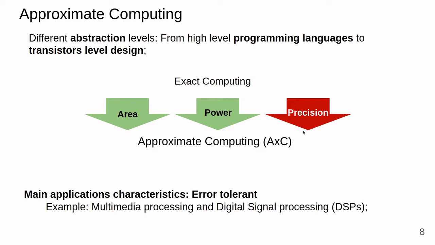One approach that can be used from programming language to transistor level design is approximate computing. In hardware design, this approach can optimize area and power at the cost of a reduction in precision of results. Due to this precision reduction, the most suitable applications for approximate computing should be error tolerant. Some examples are DSPs and multimedia applications.